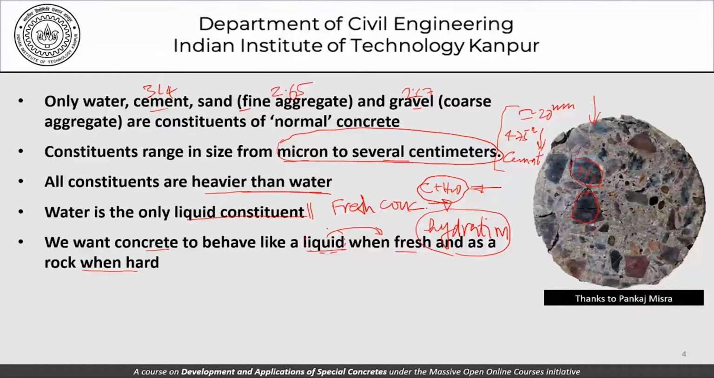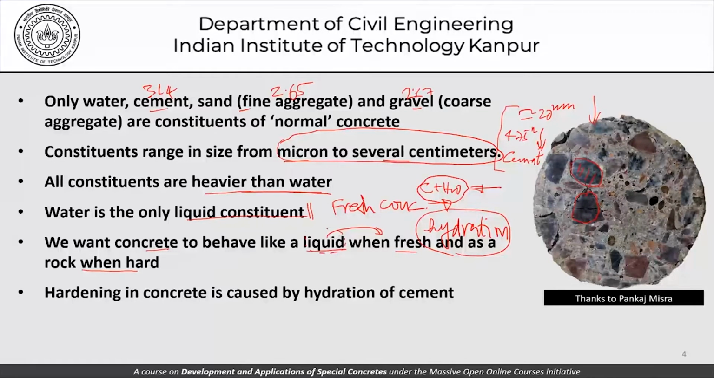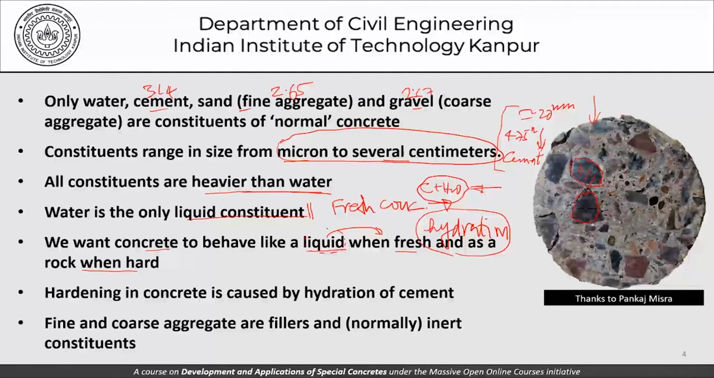Hardening is caused by hydration of cement. That's what I just talked about. Fine and coarse aggregates are fillers and are normally inert constituents. So as far as the chemistry of concrete is concerned, the only thing we need to bother about is largely the cement and water. But as far as other properties are concerned, of course, we are concerned with the properties of coarse aggregates, not only the densities, but the size distribution, the shape, and so on.